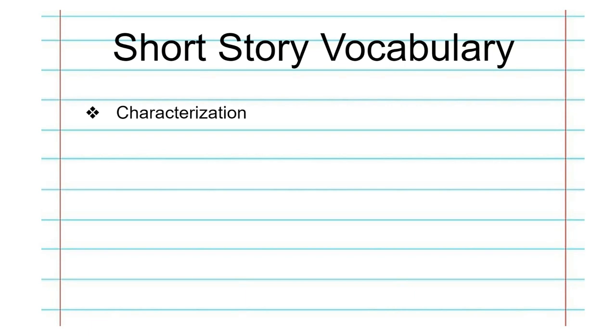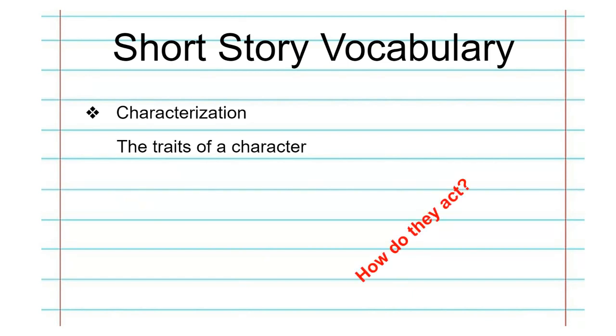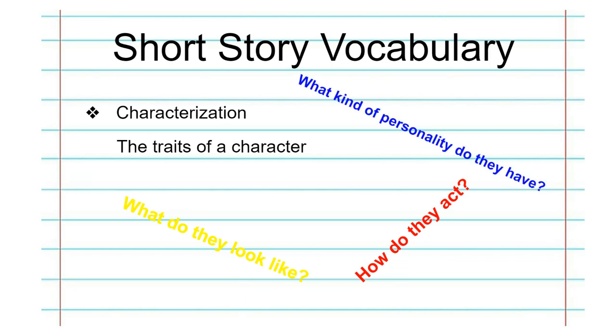The next story element that we'll talk about here is characterization. And that's just the traits of a character. So it's like, how does a character act? What do they look like? What kind of personality do they have? All of that stuff is characterization. So when you think about when you're done reading a story, you usually know quite a bit about a character, and that's because the author used characterization to tell you about them.